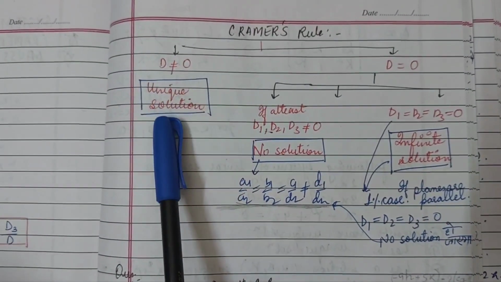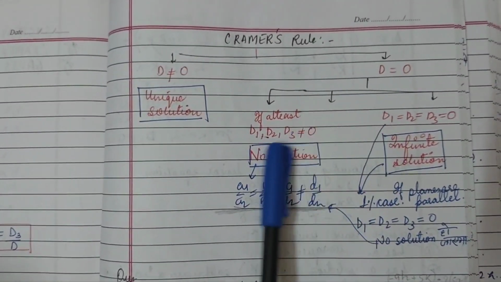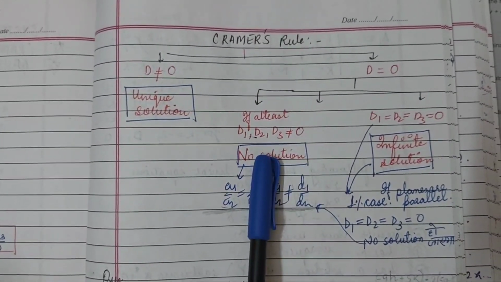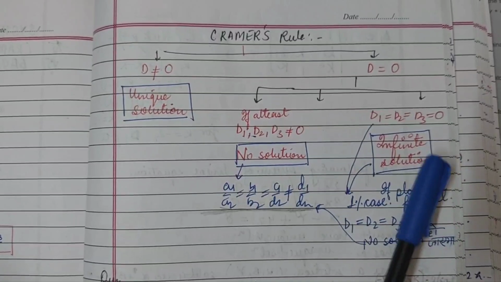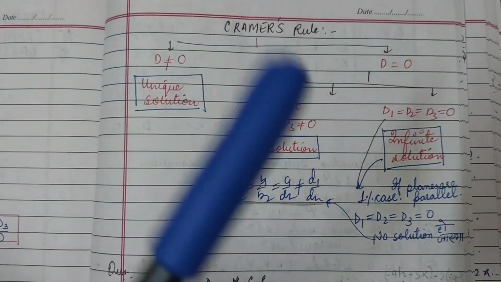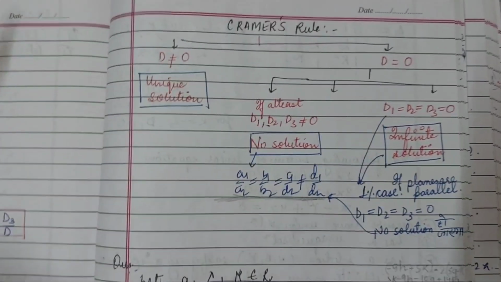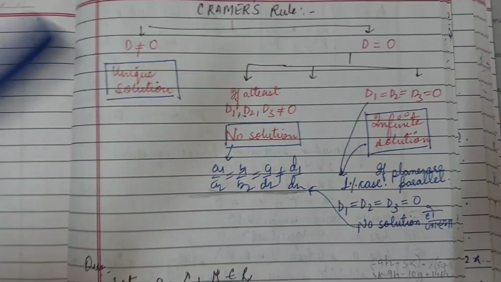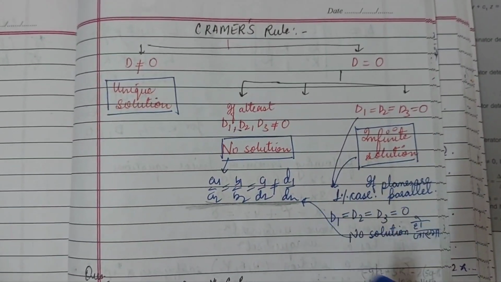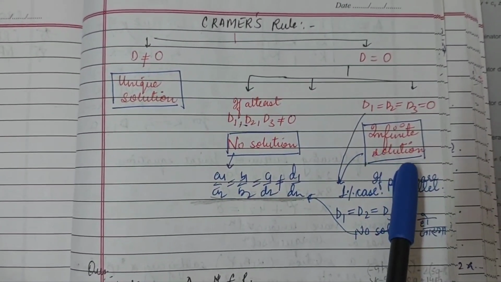If d is not equal to 0, that means there will be a unique solution. And if d is equal to 0, then if at least one of d1, d2, d3 is not 0, there is no solution. If d1, d2, d3 are all equal to 0, then there will be infinite solutions. Like if d is equal to 0 and only one d is equal to 0, the other d's are not, in that case there will be no solution. And if all of d1, d2, d3 are equal to 0, in that case there will be infinite solutions.